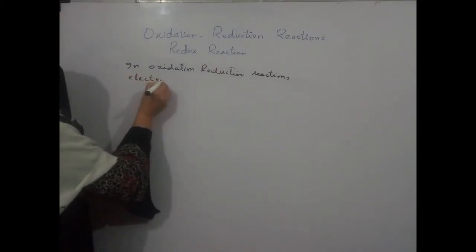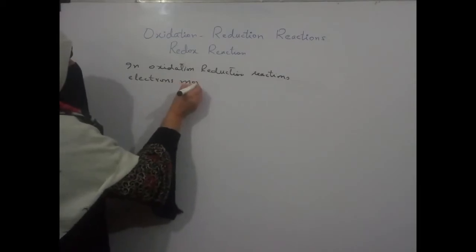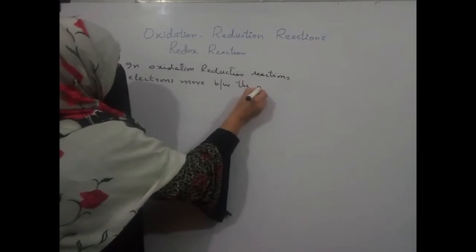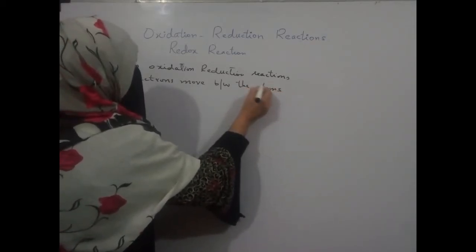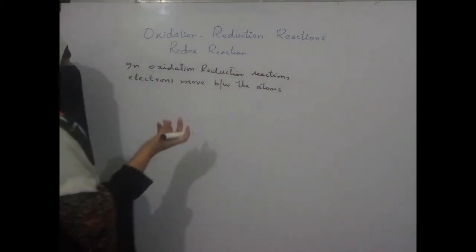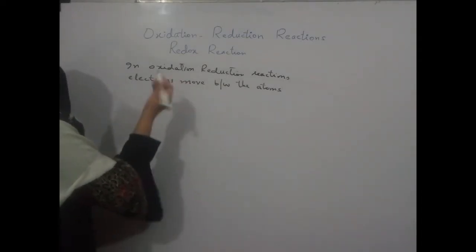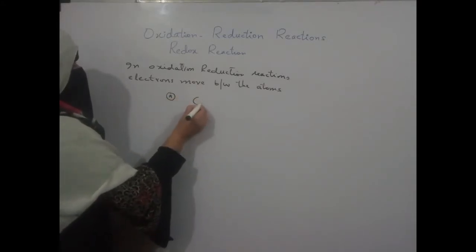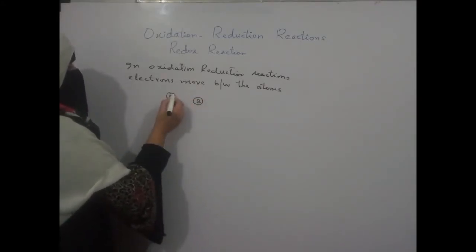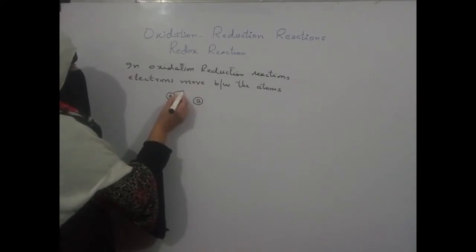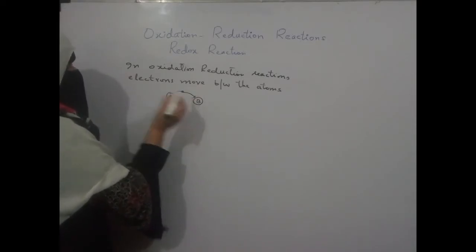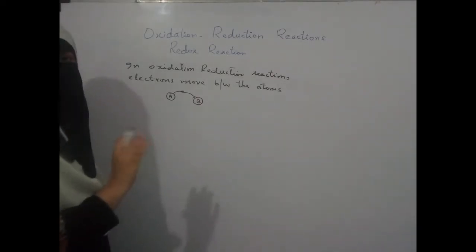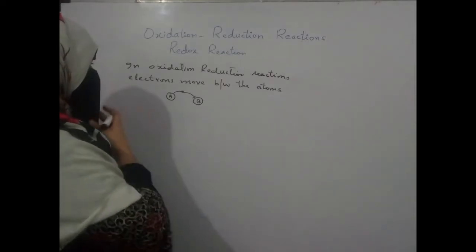electrons move between the atoms. What does it mean? For example, there is atom A and atom B. Atom A is giving electron to atom B, so it would be definitely an oxidation-reduction reaction.